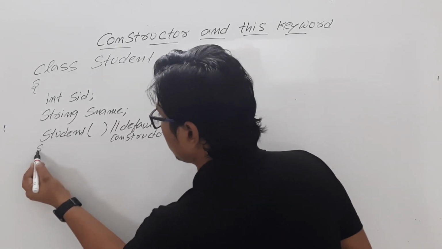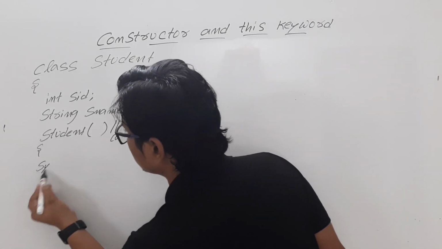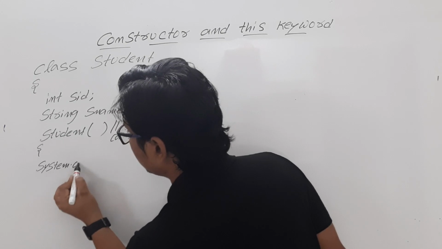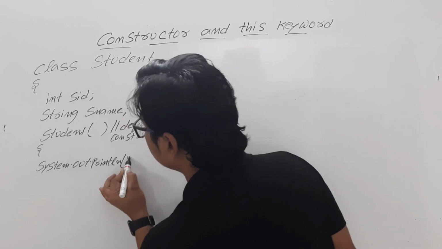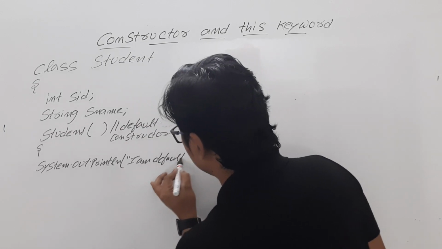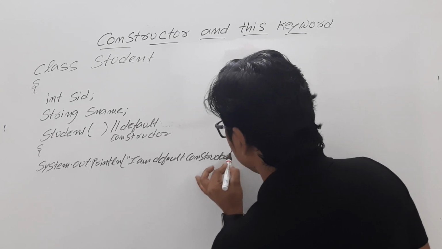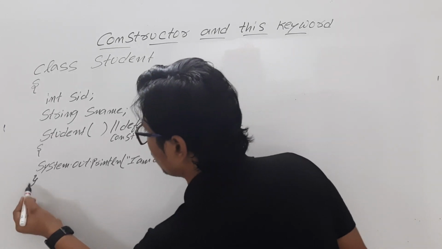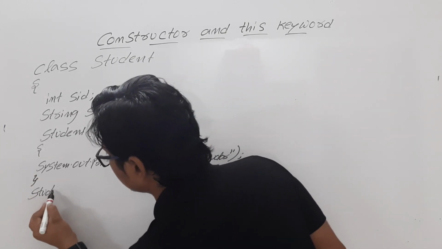Then you can have the curly braces open and then you can write system.out.println, "I am default constructor". Is it clear? Close this one. Then another constructor I will have, Student.